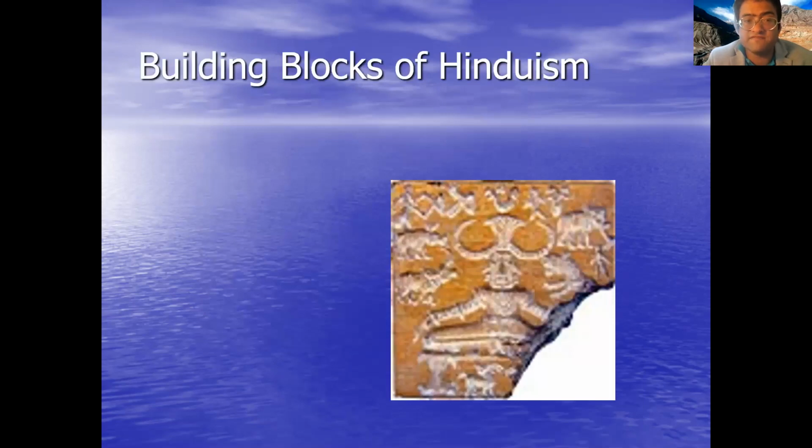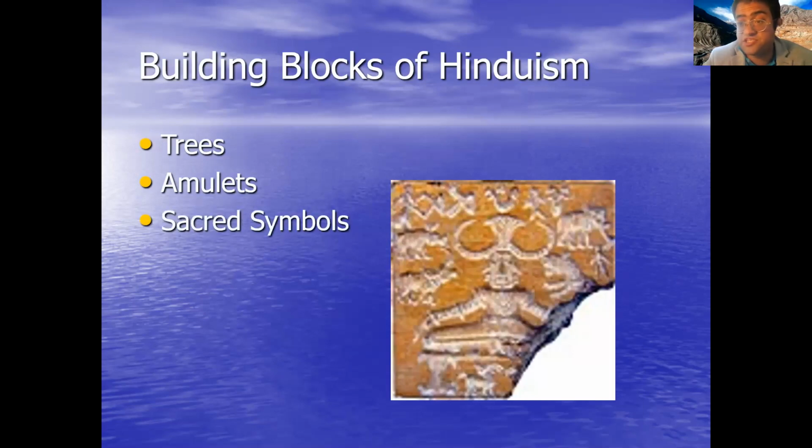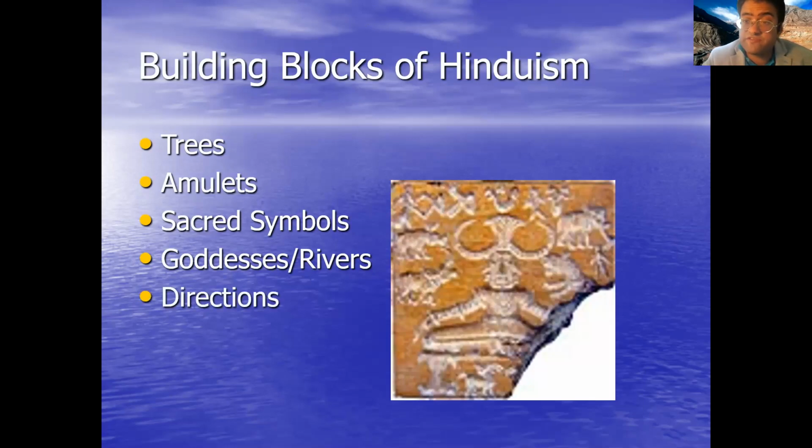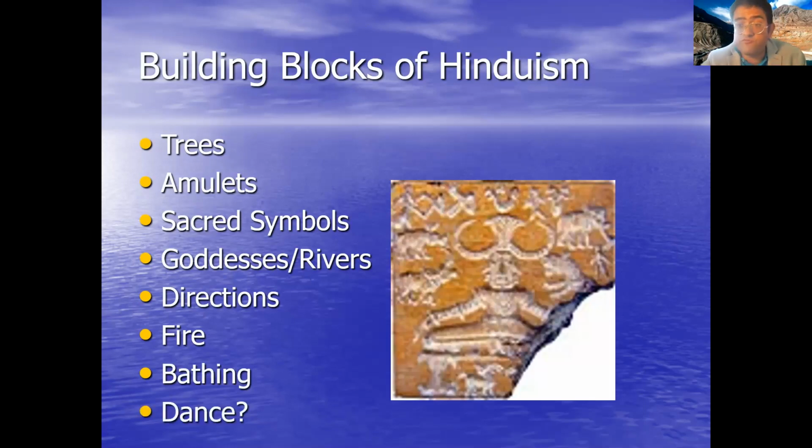All right, so this is the building blocks of Hinduism. We see the sacred tree, the peepal tree. We see amulets for protecting against evil. The sacred symbols, such as the swastika and the eternal knots. A pairing of what we think are goddesses and rivers. Sacred directions, with north being with the burial of bodies with the head facing north, indicating that the south is sort of an unlucky direction. Fire pits, perhaps used for sacrifice, bathing, and we think dance. Now, dance could have been a form of entertainment, but often in the olden times, dance, while it could have been used for entertainment and fun, was very much deeply connected with religion.